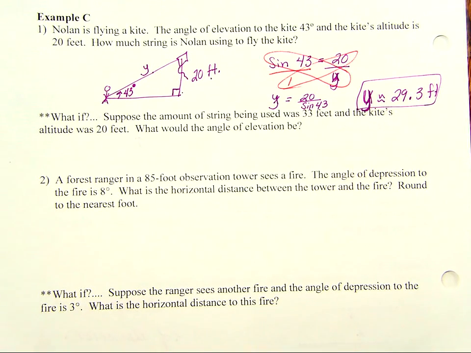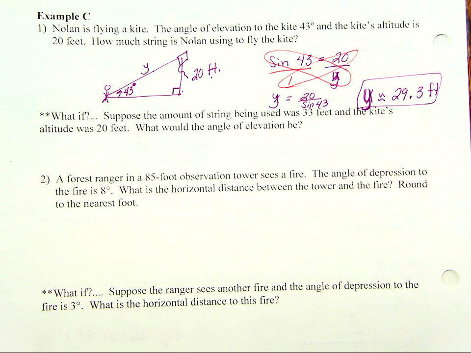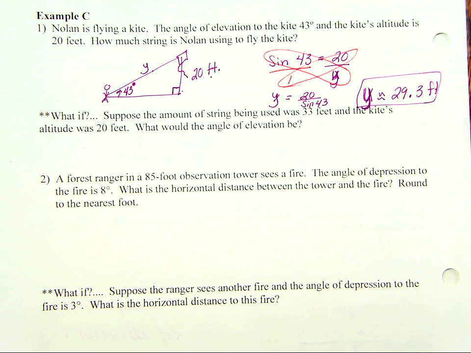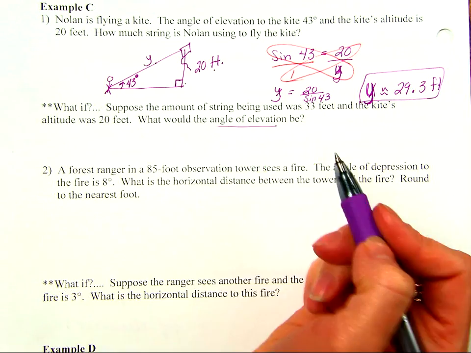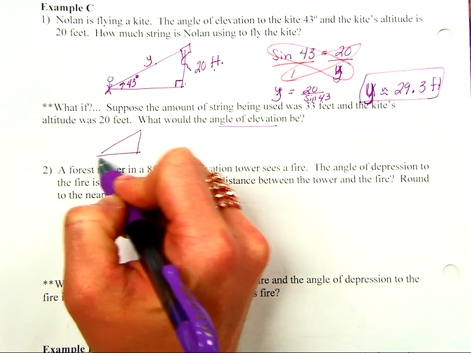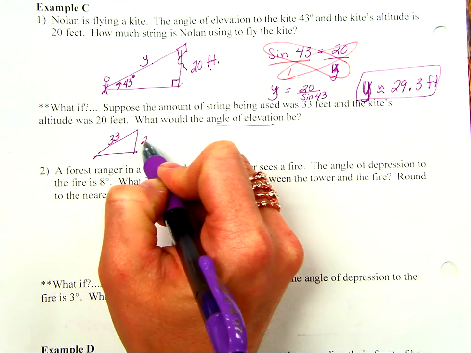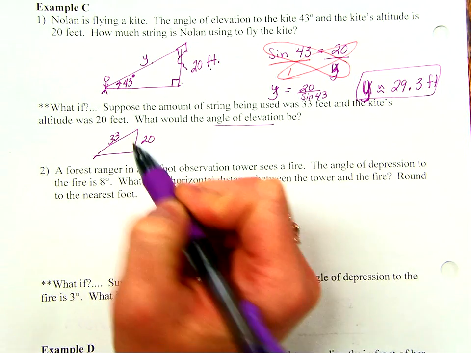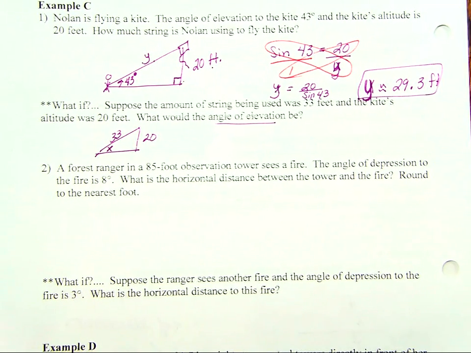Underneath that, the question is posed: suppose the amount of string being used was 33 feet and the kite's altitude was 20. What would the angle of elevation be? So they're kind of changing what they're asking. If I had my little triangle here, the amount of string would be 33 feet and my altitude's still 20. I'm wondering about the angle of elevation. So I'm wondering what that angle would be.